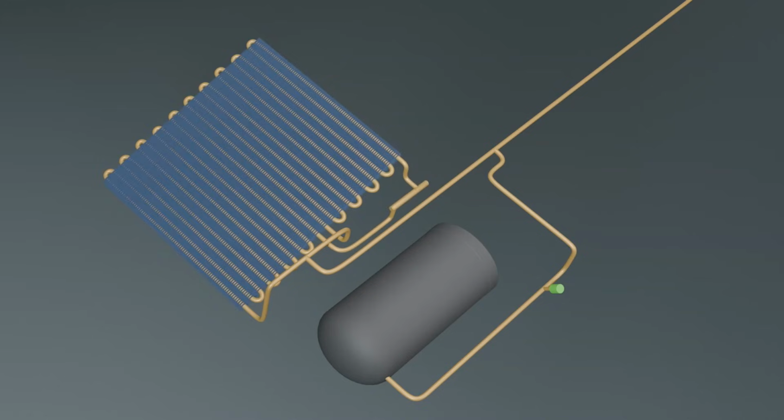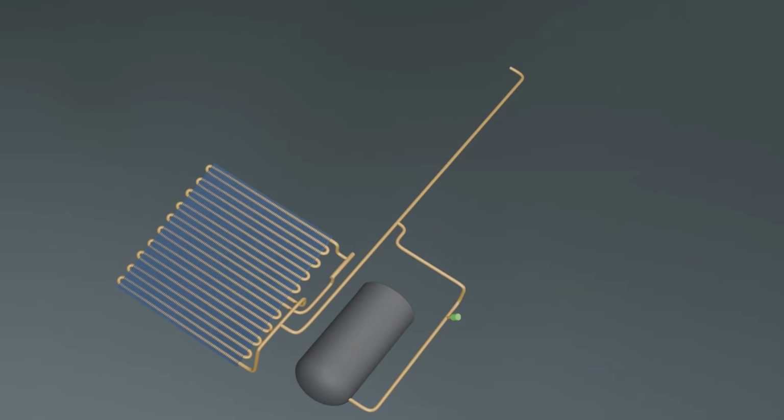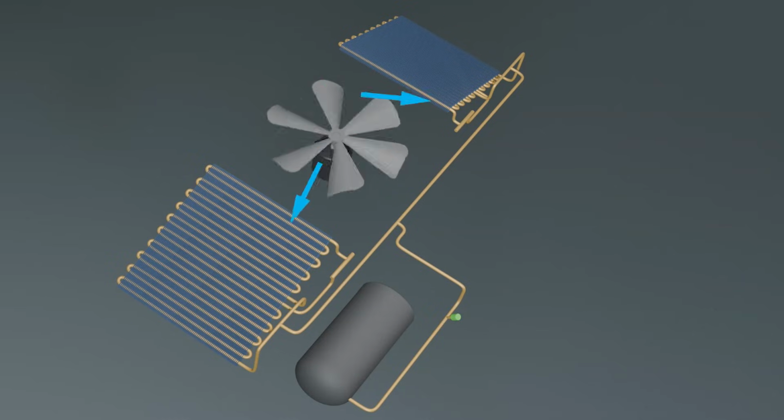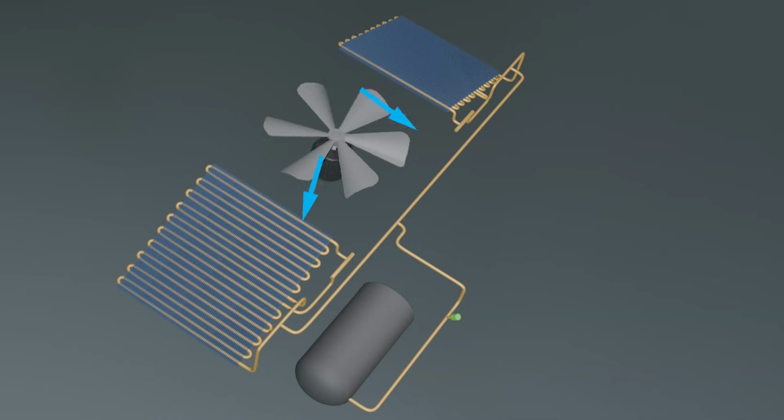Fins on the pipes increase the surface area and thus the heat transfer rate. A condenser fan forces air, which is restricted by the floor and the casing, to flow through the condenser fins. It absorbs heat of the refrigerant and gets hot.